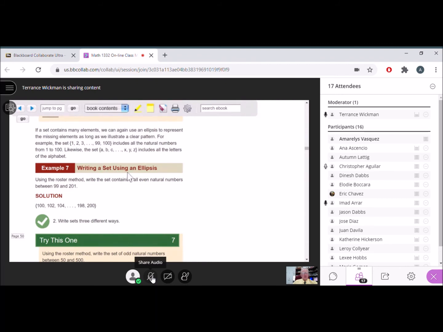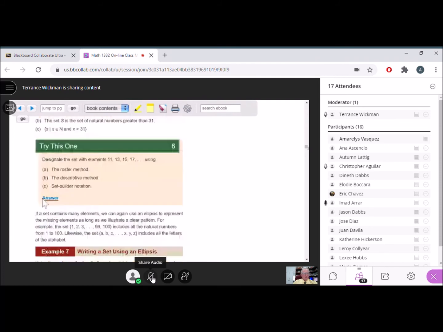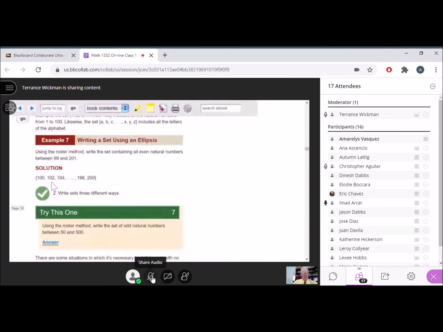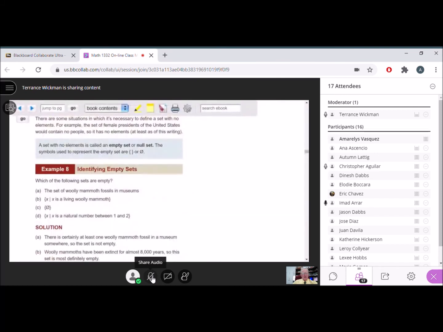This is write a set using an ellipsis. Well, if you look up here, the roster method, there it is again. And instead of calling it the roster method, they said ellipsis. Now, the null set. The null set is shown with two brackets with nothing in it, or a zero with a line through it.